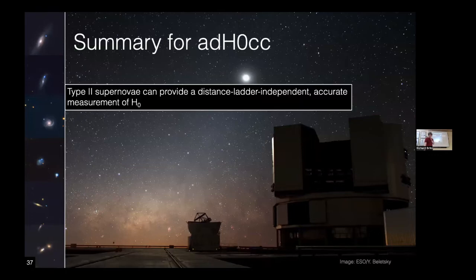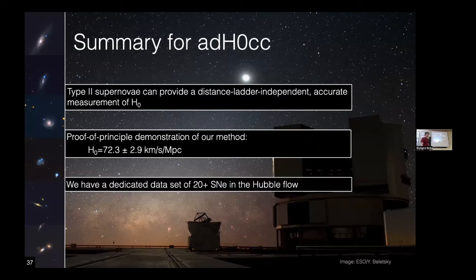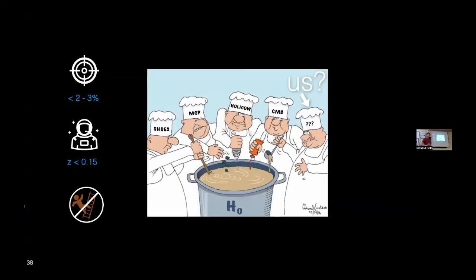So the summary for the ad hoc project is it's a distance ladder independent measurement of the Hubble constant with the type 2 supernovae. Based on literature data, we have a proof of principle demonstration where we got a Hubble constant of 72. We have a dedicated data set on which we can finally play the game. And what is to be done now is the final data reduction, testing, systematics analysis, and so on. So since I promised two methods and since it's already late, the second one will be much briefer.